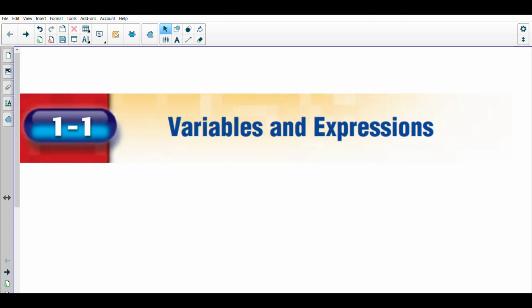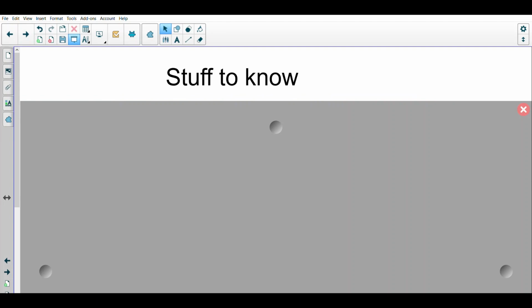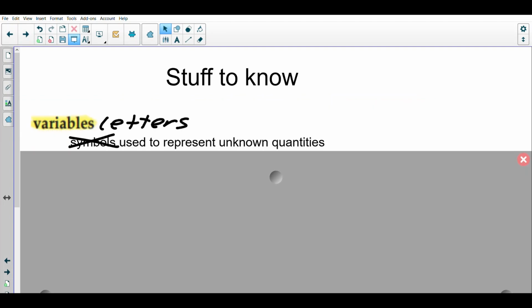Welcome, and in today's video we're going to start off with section 1-1 variables and expressions. As we get started, there's some stuff we need to know, and those are some vocabulary terms. The first one is variables. They're the letters that are used to represent unknown quantities, such as x, y, z, n. These are our most common, but you can really use any letter you want.